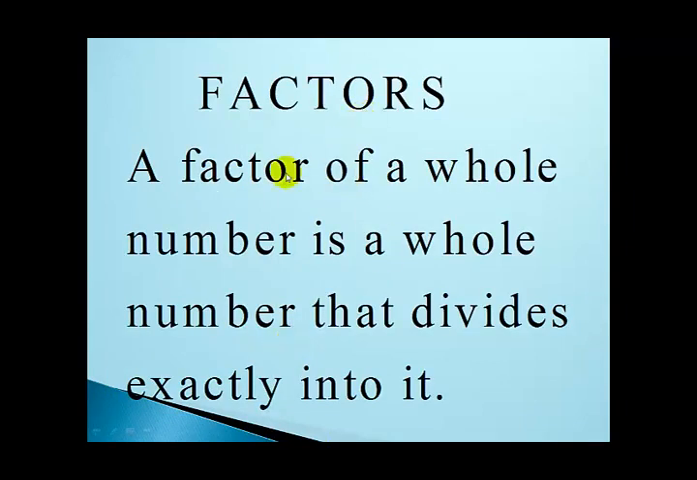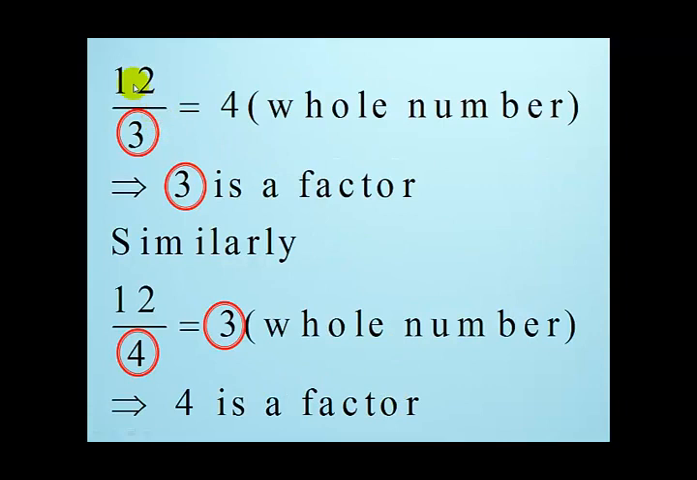Factors. A factor of a whole number is a whole number that divides exactly into it. Now, let's consider this. When we divide 12 by 3, the answer is 4. And 4 is a whole number. This implies that 3 is a factor, because when we divide 12 by 3, we are getting a whole number. That makes 3 a factor.